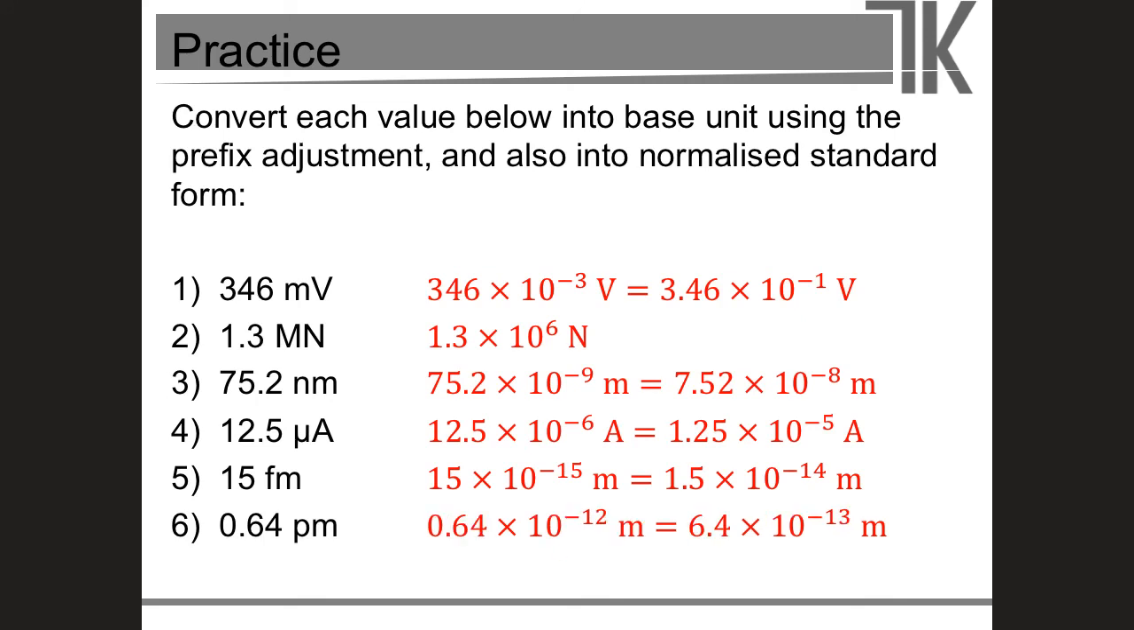And there's the answer to question number 6. Notice that question number 6, that power actually got more negative, so -12 to -13, and that's because we needed to move the decimal over to a more negative place, which is a little bit different than the other examples above.